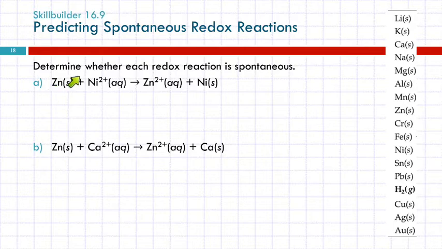So here we've got zinc and nickel ion. What we want to do is find out who's higher on the list. Here's zinc, and here's nickel. So who's the cooler guy, zinc or nickel? Zinc. Zinc's higher on the list. That says that zinc is going to react, zinc is going to become an ion. So in this reaction, we've got zinc becoming an ion, and nickel was an ion, and it's becoming an atom again.